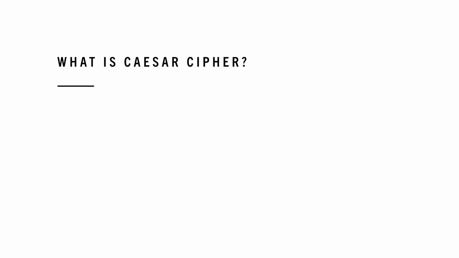So what is Caesar Cipher? Caesar Cipher is one of the oldest and simplest crypto systems. It was used by Caesar, the famous Roman emperor, more than 2000 years ago. He used this method to communicate privately and securely. Caesar Cipher is also known as Shift Cipher.